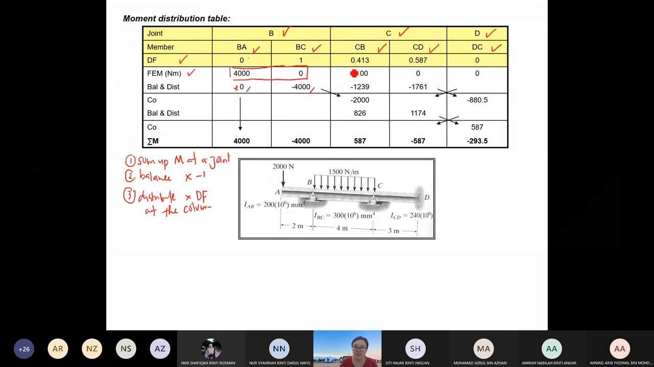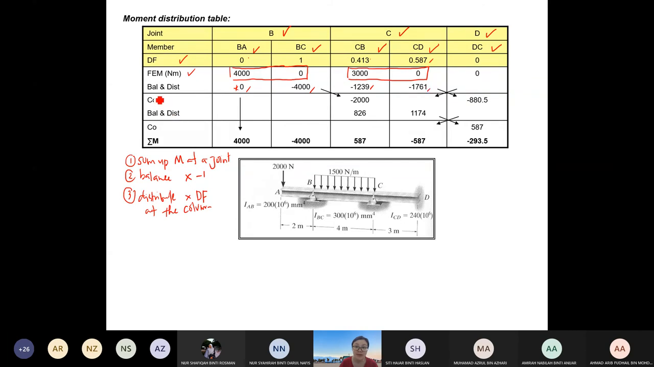Okay, for joint C, first you sum up all the moment at joint C, which is 3,000, and then balance it, you become negative 3,000, and then distribute it. Negative 3,000 multiplied by 0.413, you get negative 1239. And negative 3,000 multiplied by 0.587, you get negative 1761.